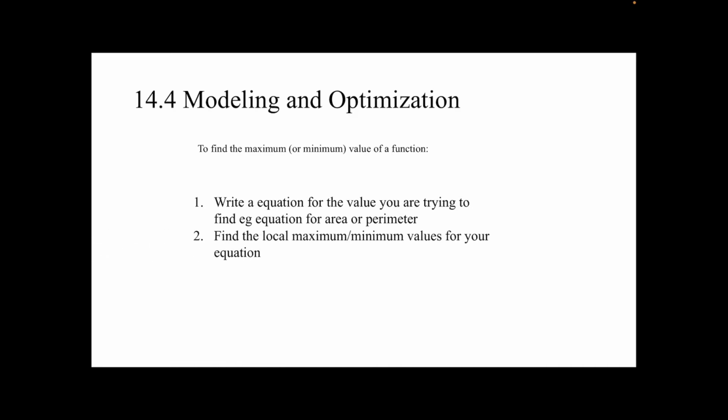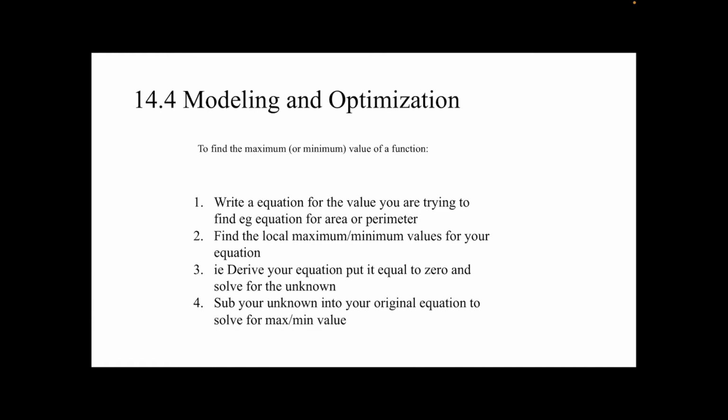Then, use this equation to find the local maximum or minimum values for your equation, i.e., derive your equation, put it equal to 0 and solve for that unknown value. Once you find your unknown, substitute it back into your original equation and solve for the maximum and minimum value of what you're asked to find, i.e. the maximum minimum area, maximum and minimum volume. Okay, let's look at an example question.